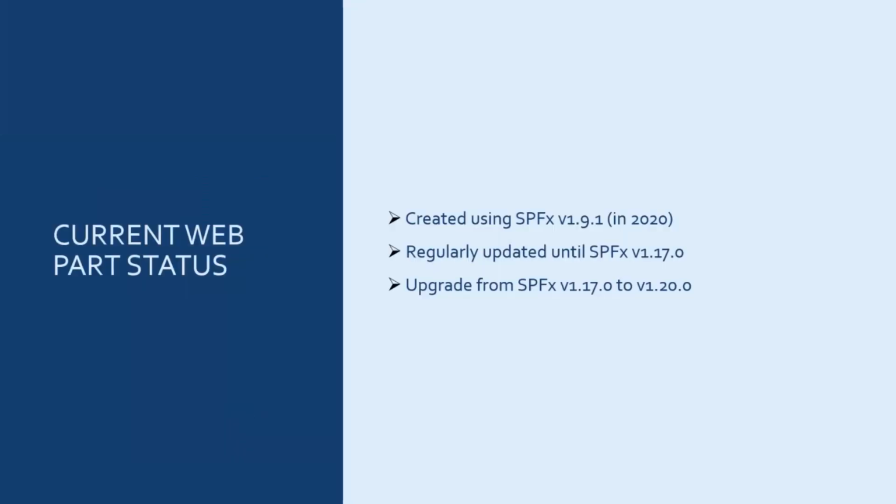So first, a quick status of the web part, SharePoint framework-wise, let's say. It was created in 2020 using SharePoint framework version 1.9.1, so an old version of SharePoint framework, but it was regularly updated, meaning that I just had to update the web part from SharePoint framework version 1.17 to the latest version, which is 1.20.